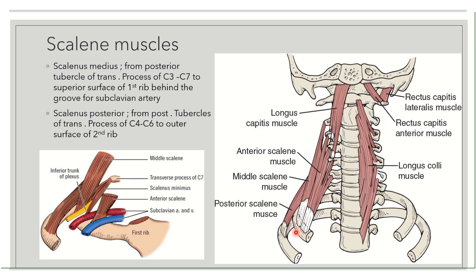This is first rib, this is second rib. So they get attached on the superior surface of first rib. Then we have this posterior scalenus muscle. Its origin is overlapped by this middle scalenus muscle. It arises from the posterior tubercles of transverse process of C4 to C6 cervical vertebrae, and then it is inserted on the outer surface of second rib, this posterior scalene muscle.